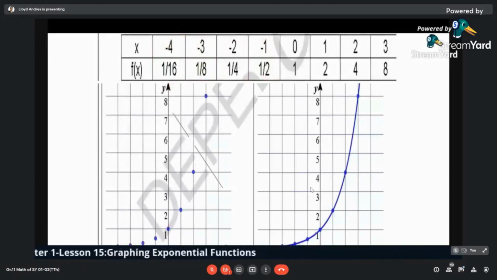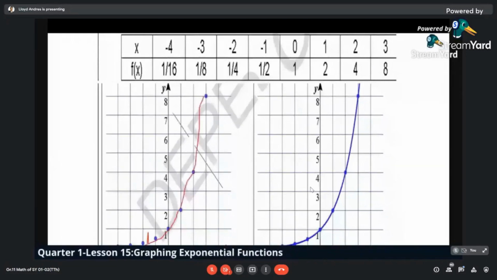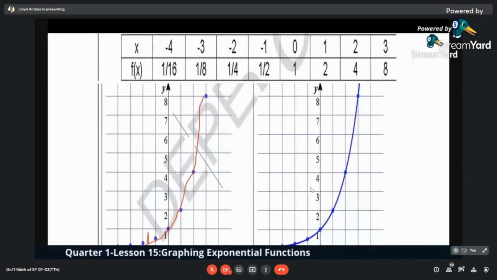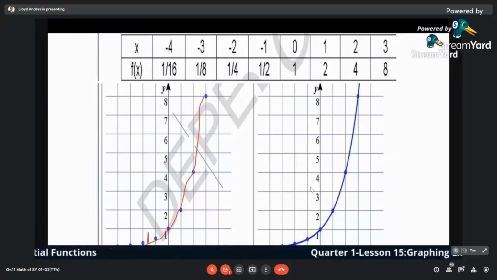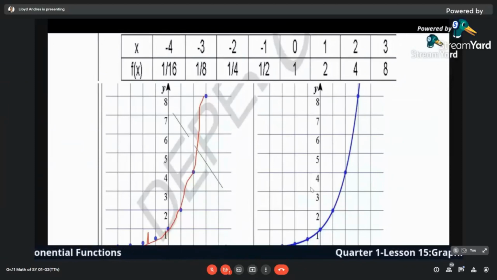Again, smooth curve. Do not connect them with straight lines. It is not like your kindergarten connect the dots. Since the function is not linear, it is not a straight line. So, connect them using a smooth curve. So, this is what your graph looks like now. So, that's how to graph an exponential function. I hope you got it. Any questions? If none, let's proceed.